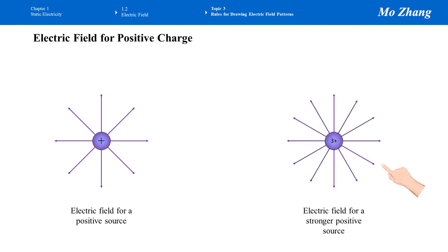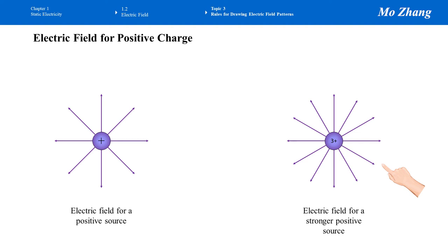Now let's put another charge here. As you can see, the one on the right-hand side has more arrows, or more field lines, which means it has a stronger field. The field has higher intensity. So the number of lines indicates how strong the electric field is. A weak charge has fewer field lines. A strong charge has more electric field lines, which means its intensity is high.